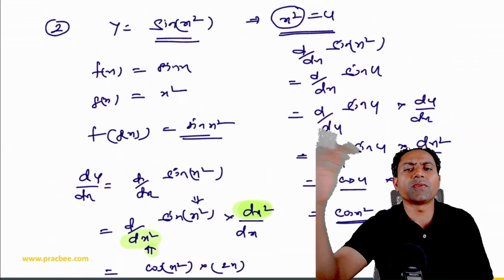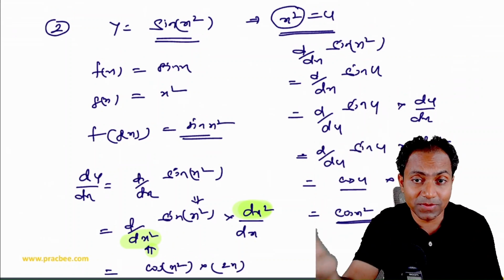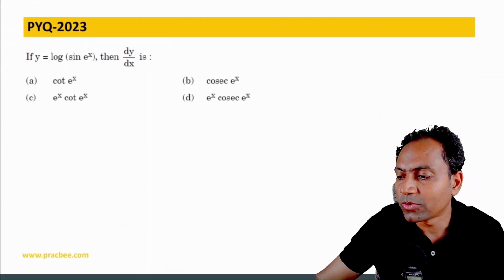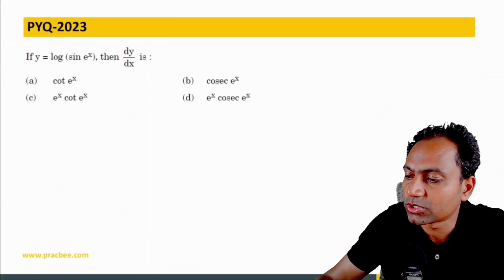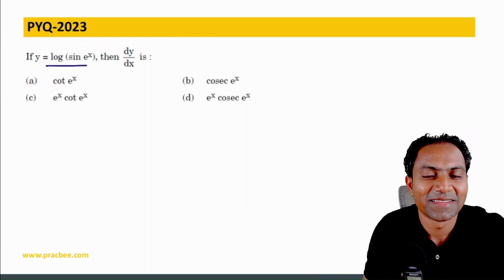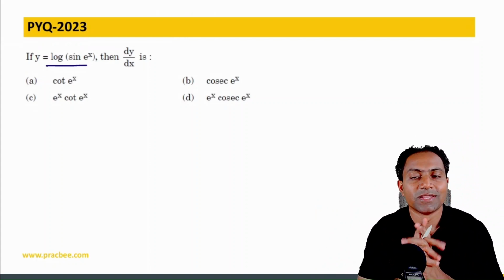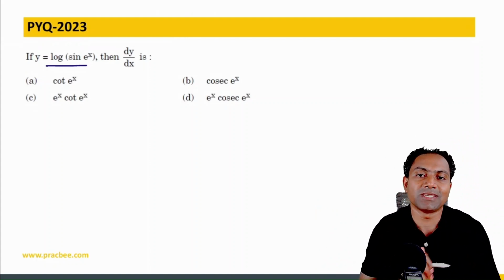In most of the cases, we won't have to write such a detailed answer, but if you know the steps, it is always better in the exam. If I look into this 2023 question, you can see that inside a function there is another function. So this is a composite function. Whenever you see any kind of composite function, you should think about applying the chain rule.